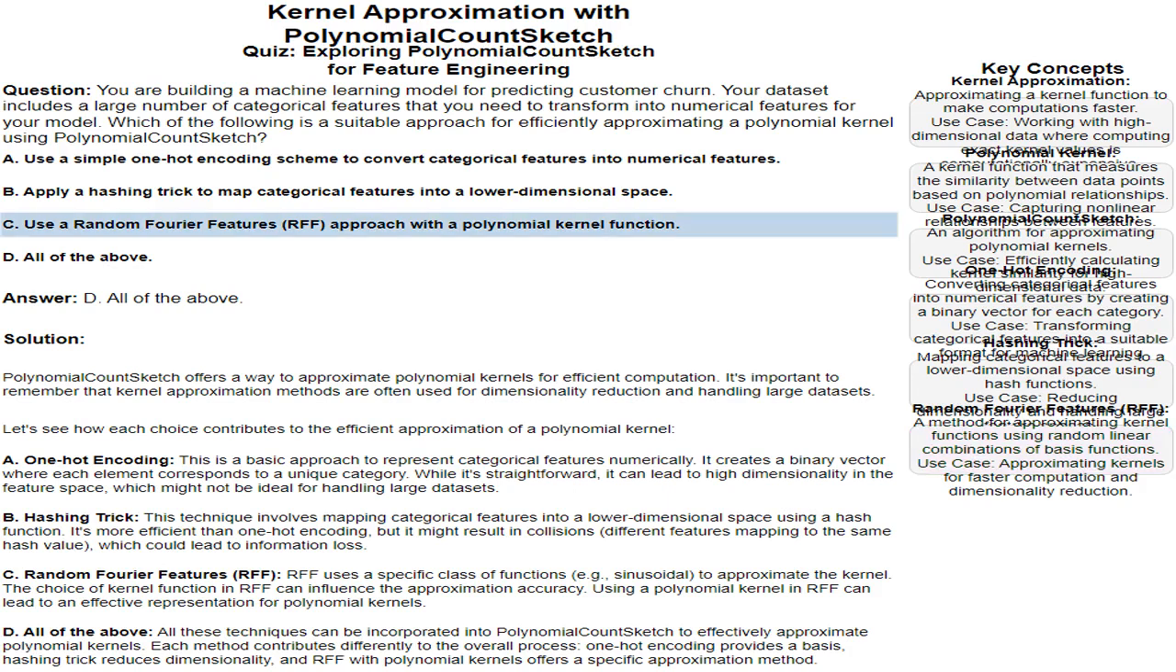Imagine you have a dataset with a categorical feature region with values like north, south, east, and west. You can use one-hot encoding to represent this feature numerically. 1, 0, 0, 0; 0, 1, 0, 0; 0, 0, 1, 0; 0, 0, 0, 1. Each category is assigned a unique binary vector. This approach can be useful in polynomial count sketch, but it can also lead to high dimensionality, especially with many categories.